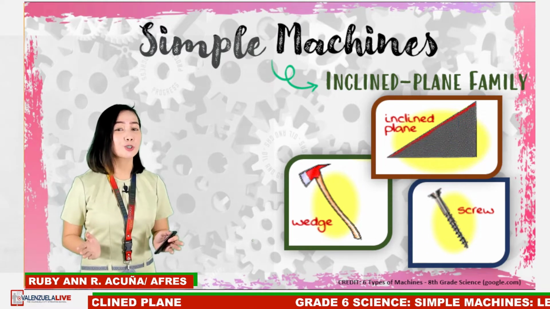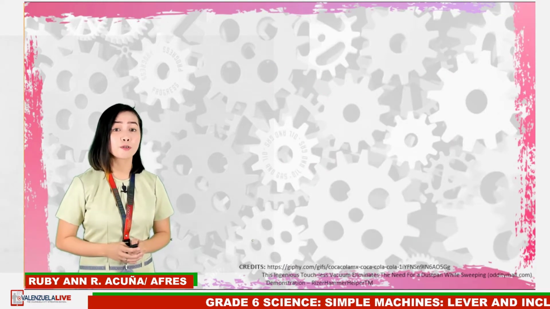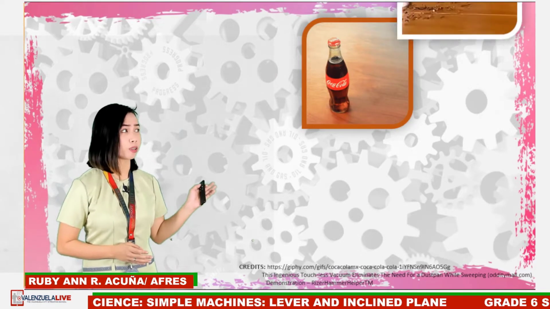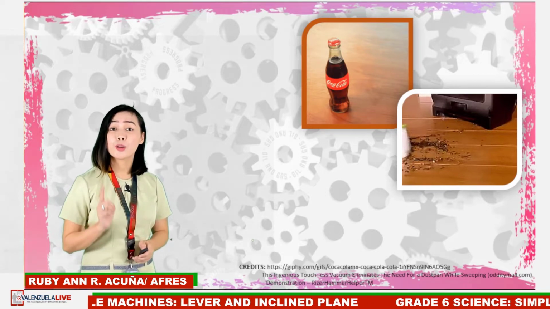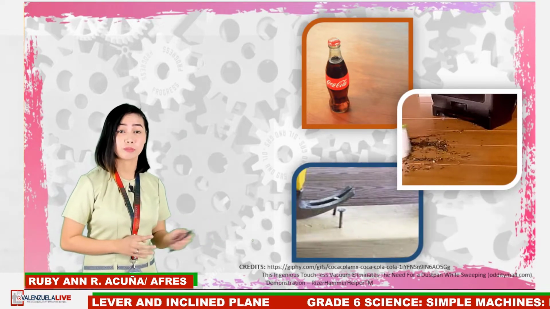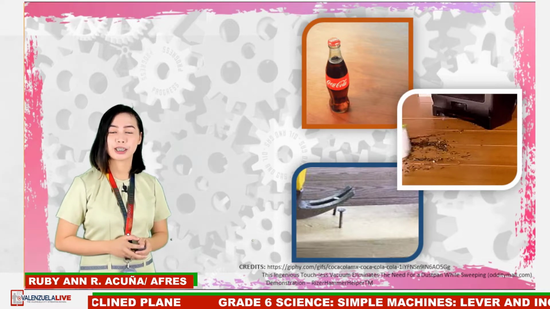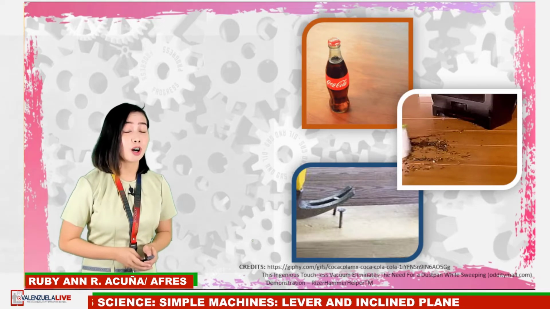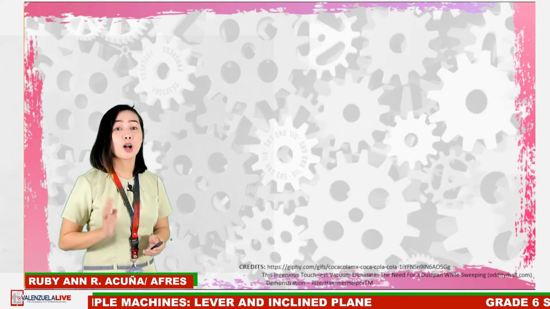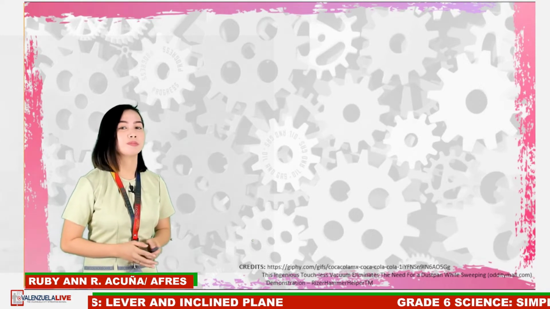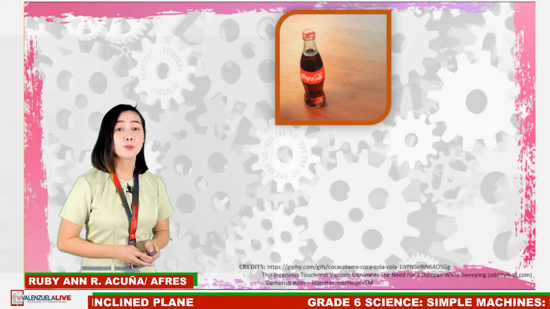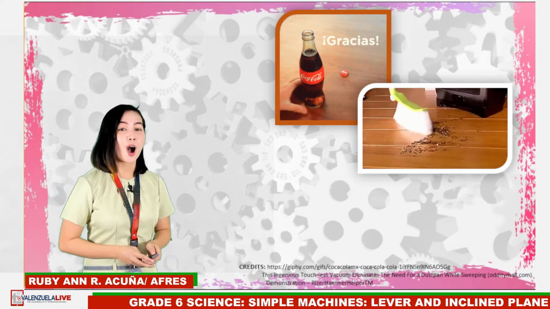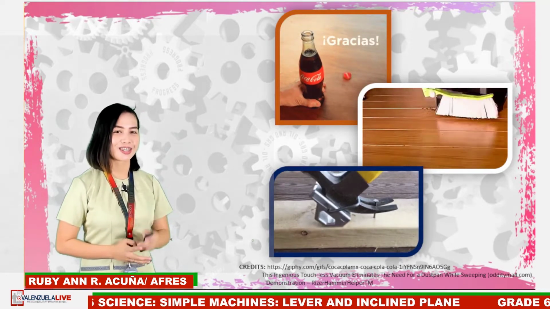So what object do you use to open a bottle of soft drinks? How about sweeping the floor? Or removing a nail from wood? Yes, you're right. We use a bottle opener to open a bottle of soft drinks, while we use the broom to sweep the floor and a hammer to remove the nail from a wood. And these three objects are all levers.